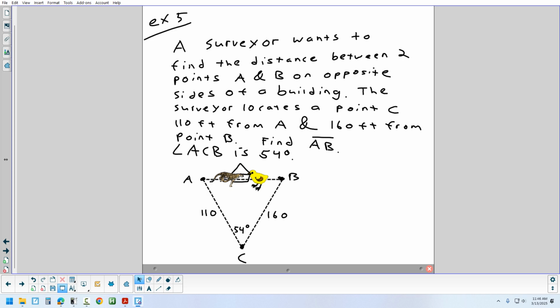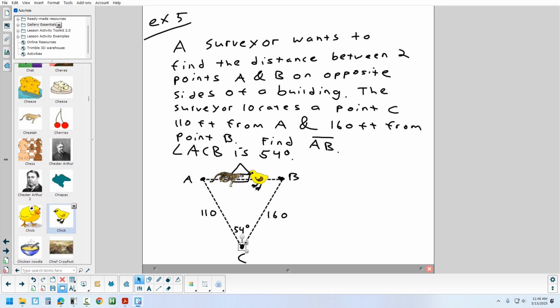All right, so we can't measure the distance between point A and B. So we're going to label everything they told us in the diagram. Points A and B are on the opposite sides of the house. The surveyor is going to stand at point C.